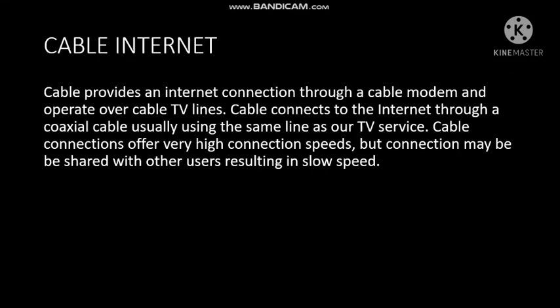Next is cable internet. Earlier, when DTH connections were not there, you must have noticed how cable TV was connected to your home. A coaxial cable was inserted behind the TV. When the same coaxial cable is used for transmitting internet data to your home, it is known as cable internet. But what is the disadvantage here? That same connection is shared among multiple users, so the speed will be less.